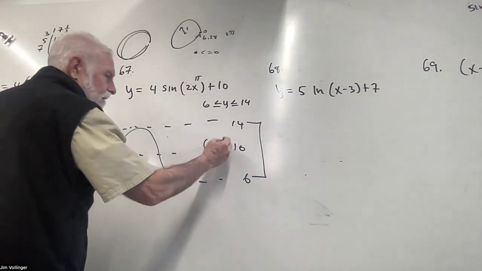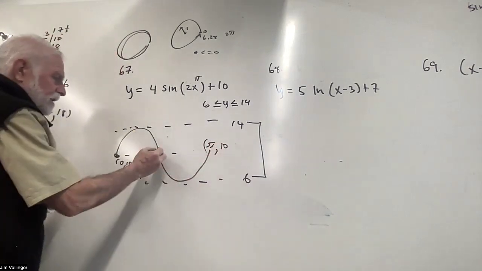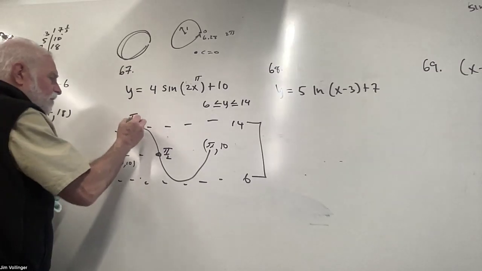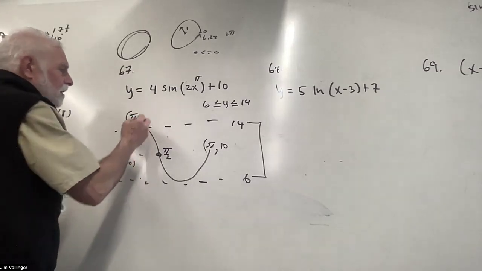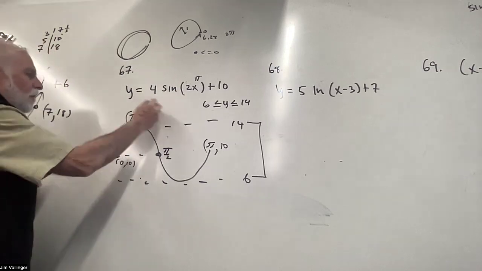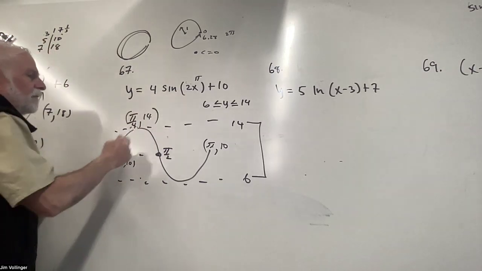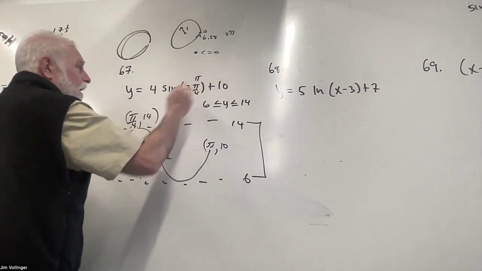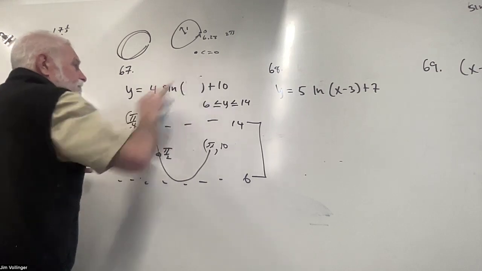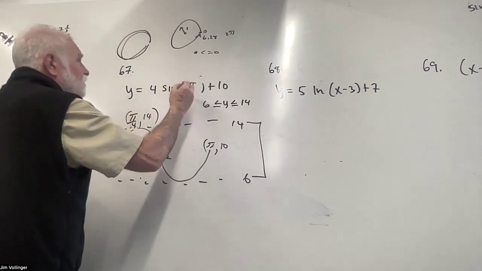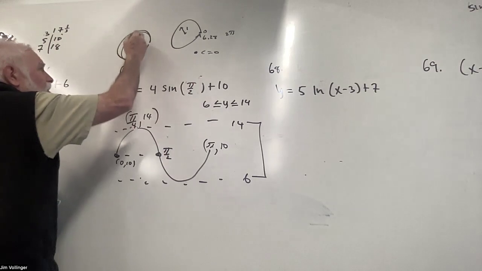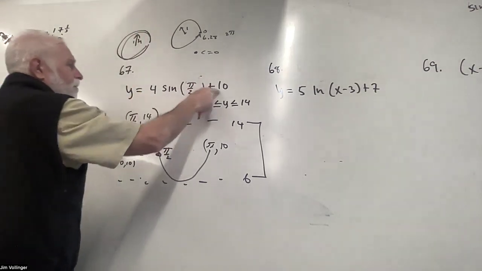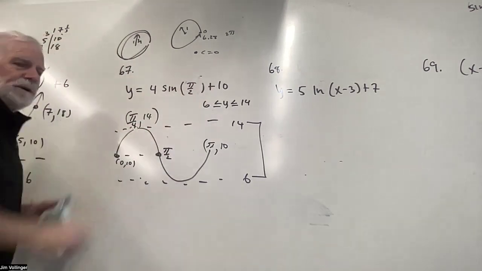So back to 10 here, which means that this is pi over 2 and that this is pi over 4. It doesn't hurt to see pi over 4 getting 14. So let's just look at how pi over 4 ends up at a height of 14. So pi over 4 times 2, pi over 2. Where is pi over 2? Oh, that's the top of the circle. What's the height at the top of the circle? 1 times 4. 4 plus 10, 14. So a lot of symmetry here.